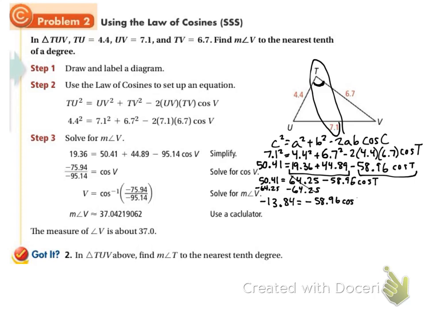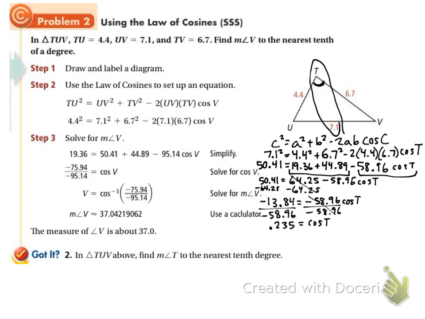58.96 cosine t. So now I need to get rid of that 58.96, so I'm going to divide by, and it's a negative, so divide by the negative 58.96 on both sides. Over here, that's going to cross off. If I divide by negative 58.96, I get 0.235. Remember, a negative divided by negative is a positive. And this equals the cosine of t.